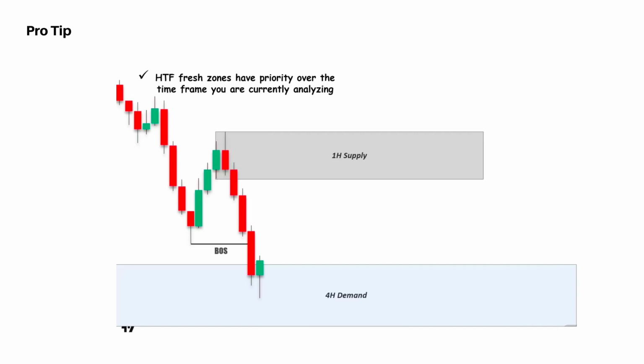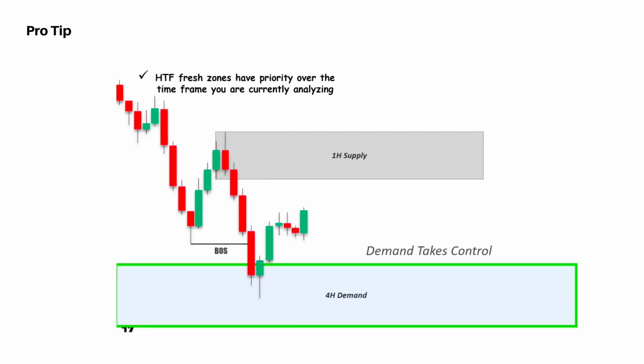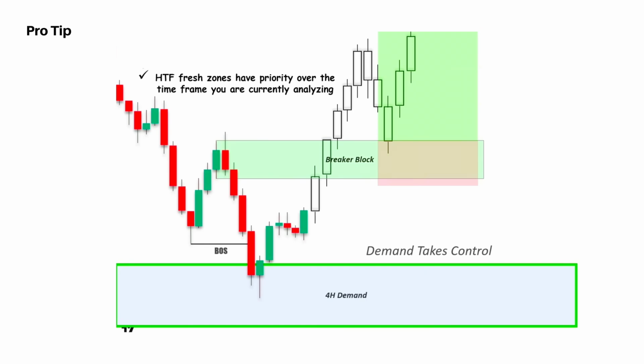And always remember this. Higher time frame fresh zones have priority over the time frame you are currently analyzing. This means if price taps into a fresh, unmitigated higher time frame zone from the opposite side, control can shift from demand to supply or from supply to demand.